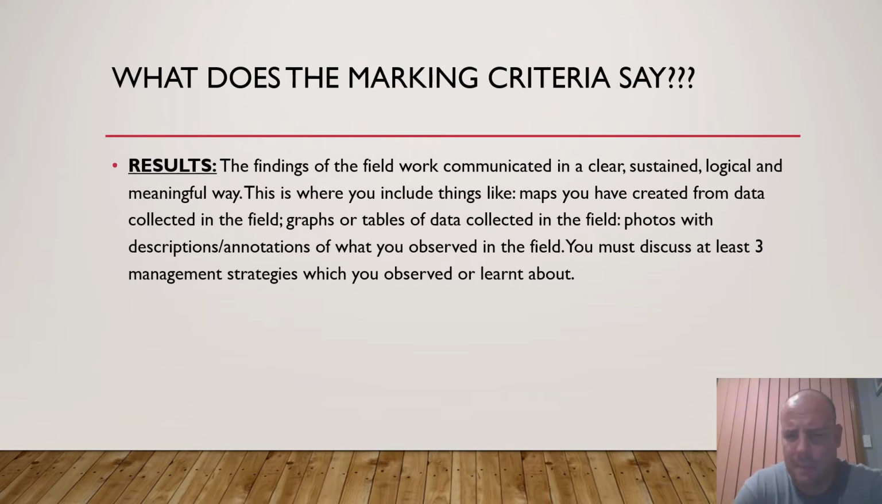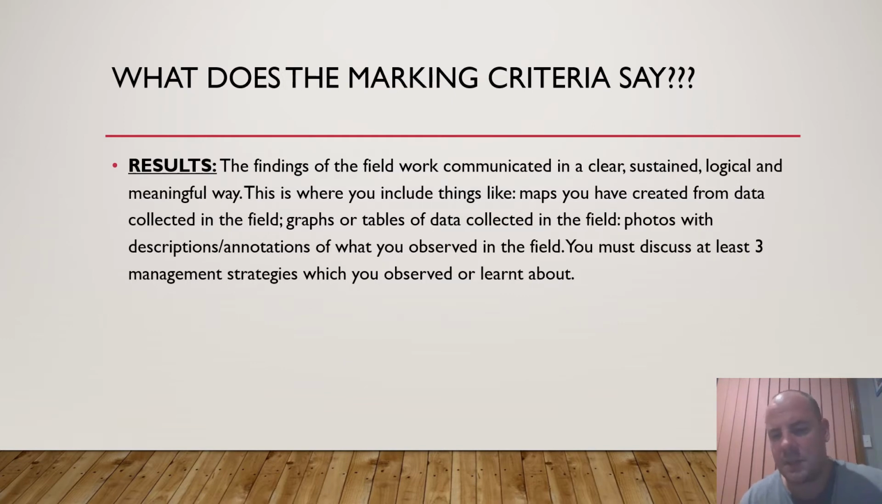This is where you include things like maps you've created from data collected. So you might colour certain areas of your hand-drawn map. You could do like a land use map, areas that are used by different people, industry, that type of thing. You can add tables of data collected, photos with descriptions, annotation, but you must discuss at least 3 management strategies which you have observed or learnt about. The way you present it, it's totally up to you. So make sure you've got all of that information in your results section.